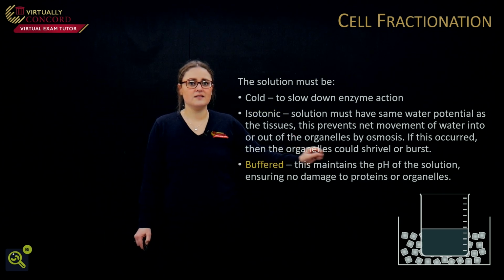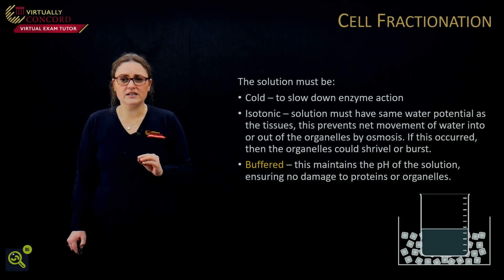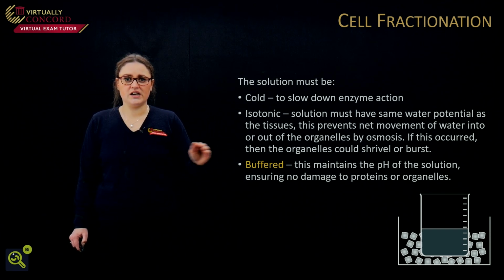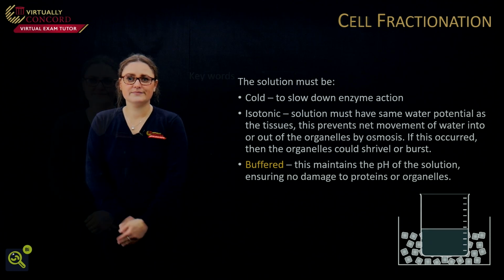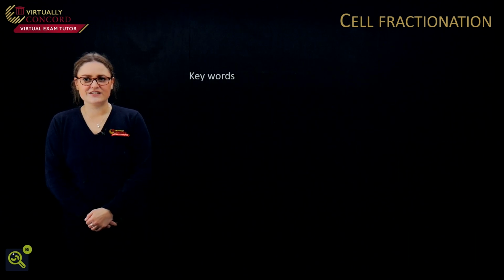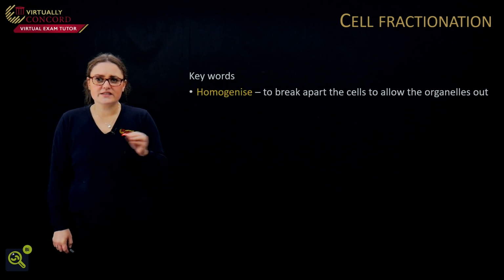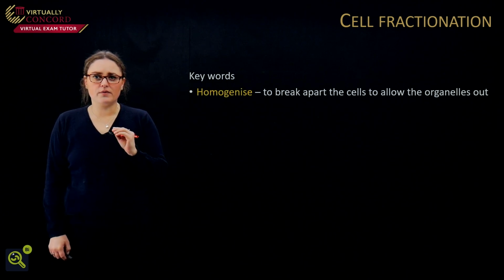Okay, so we need to maintain the pH of the solution. We don't want any damage to proteins or organelles due to a change in the pH. Now that we've looked at the process of cell fractionation, let's check our key words. We're going to start with homogenize. So this is the process by which we break apart those tissues.